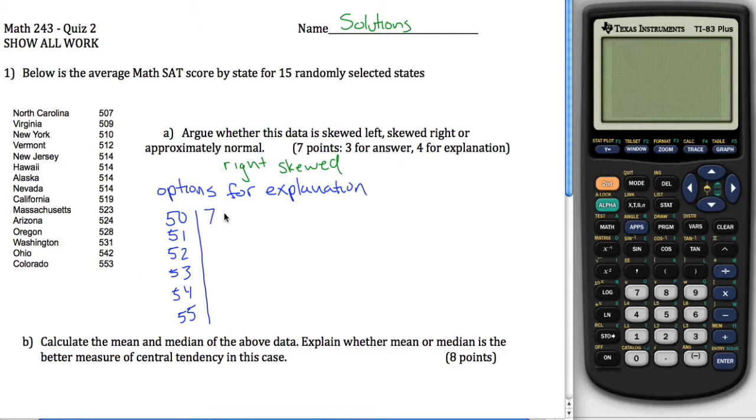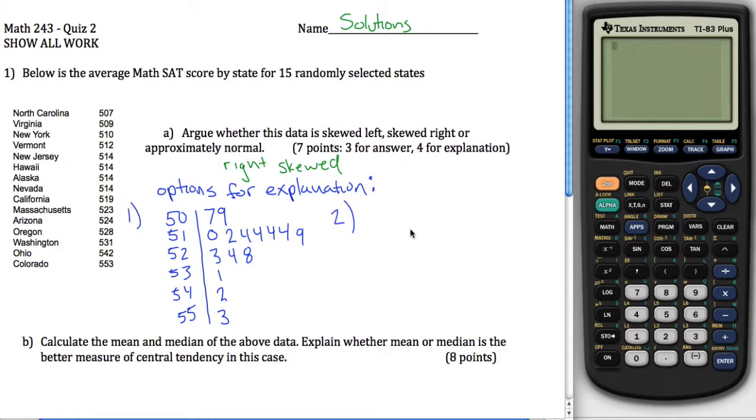So there's 507, there's 509, there's 510, 512. We have 4 514s. And we got a 519. We got a 523, 24, and 28. We got a 531, a 542, and a 553. So if you kind of look at this, it looks like it's got a little right skewed distribution here. So maybe here's option 1.